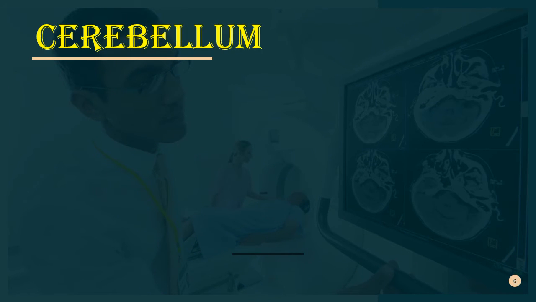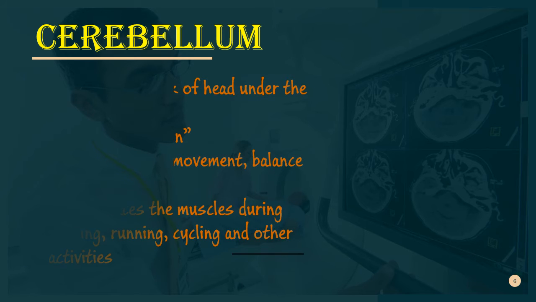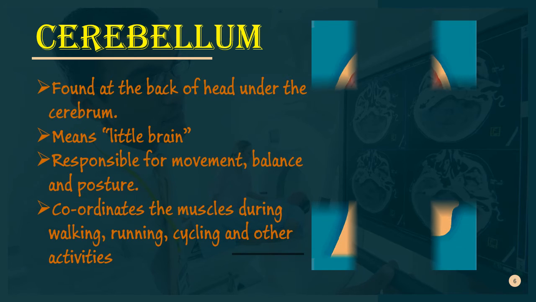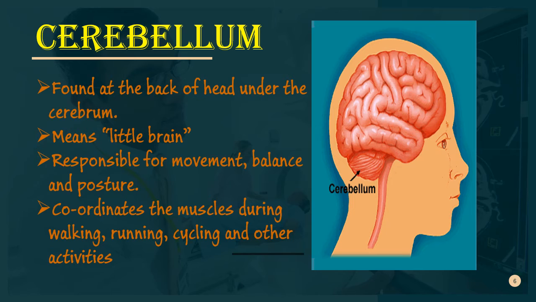The next part is the cerebellum. It is found at the back of the head under the cerebrum and means the little brain. The cerebellum keeps the body balanced, and controls movement and posture, and it coordinates the muscles in running, cycling, and other activities.